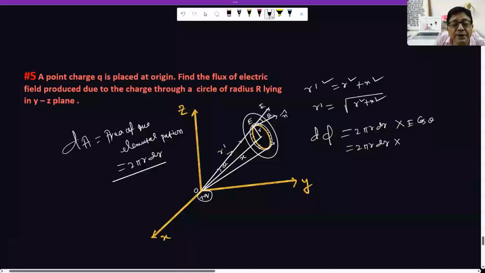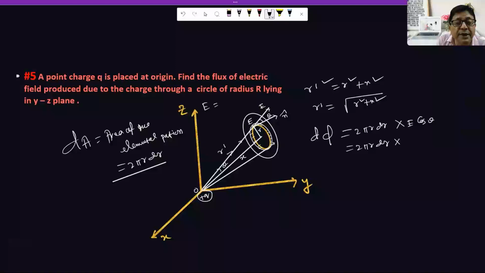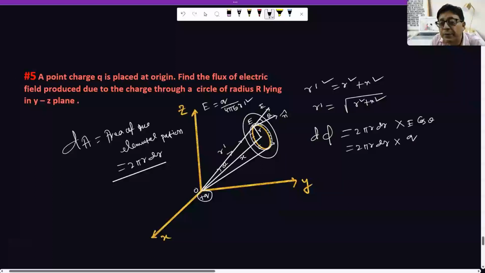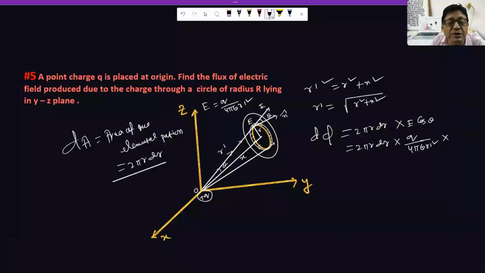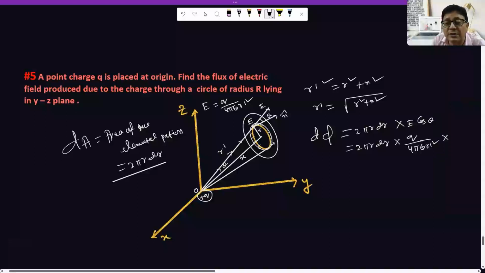What is the value of E? Distance is r dashed. So the strength of electric field you can write Q by 4 pi epsilon 0 r dashed square. So E value you put Q by 4 pi epsilon 0 r dashed square into cos theta. Cos theta is what? x by r dashed. Understand?